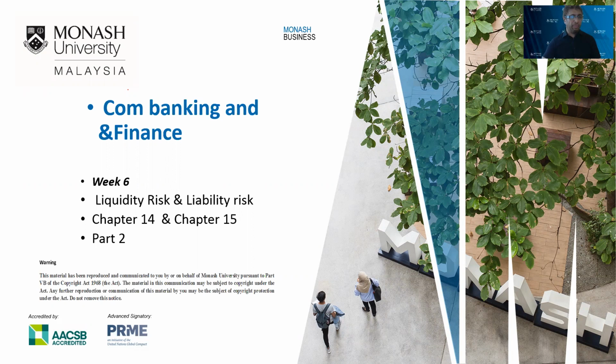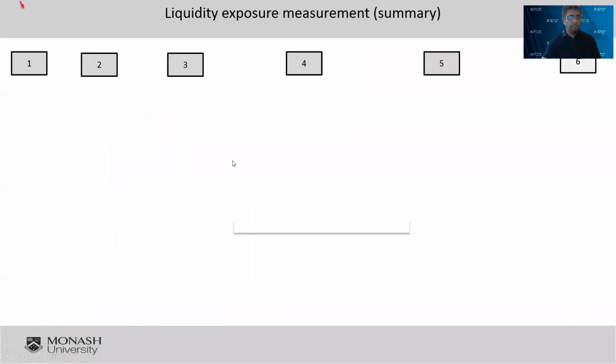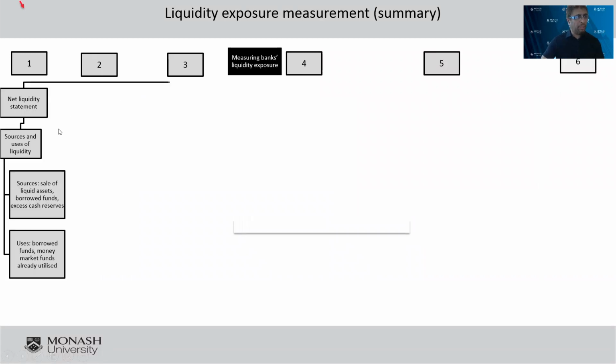Now, when we talk about the measurements, we are talking about these 6 types. So the first type is the net liquidity statement. In the net liquidity statement, we are talking about the source. We just predict the sources and the uses of liquidity, and according to that, we will determine the sources and the uses, and then we will have something like the net liquidity requirements. So this is what we call the net liquidity statement, and I will explain it.